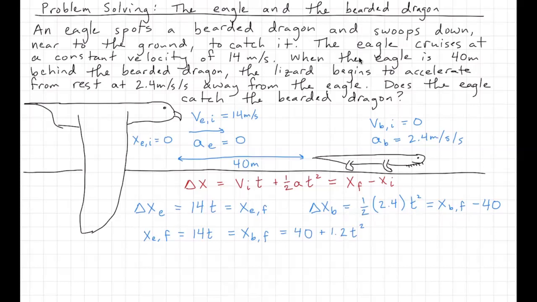Okay, so now I have an equation that I can try to solve. 14t equals 40 plus 1.2 t squared. This is a quadratic equation. You can plug this into your calculator and find solutions for this. There's actually 2 solutions, I think. You can double check me on that. I get that time is equal to 5 seconds or 6 2/3 seconds. So 2 answers, which is kind of interesting, and we should talk about what that means.